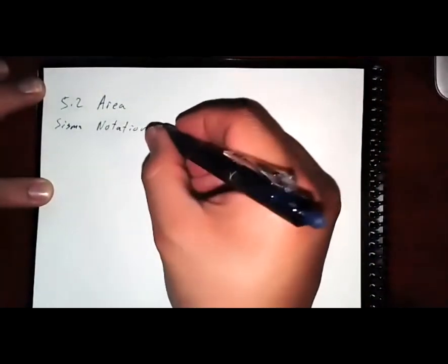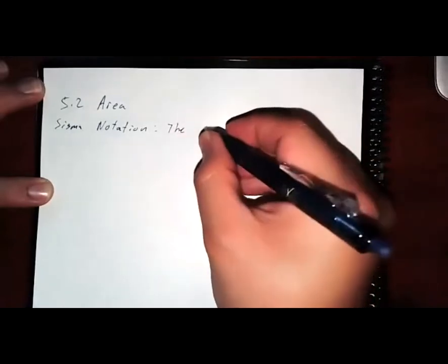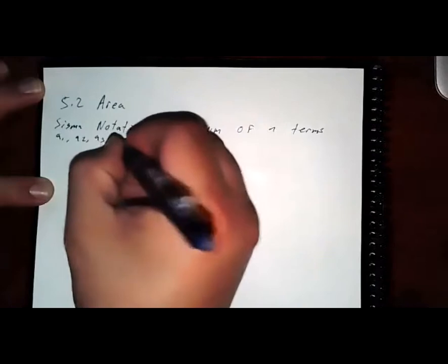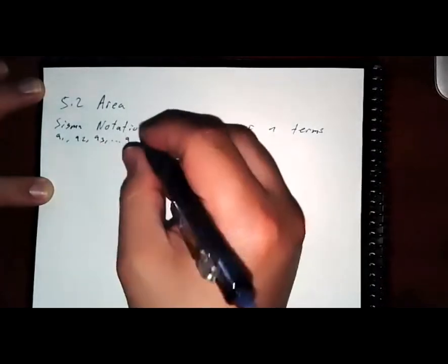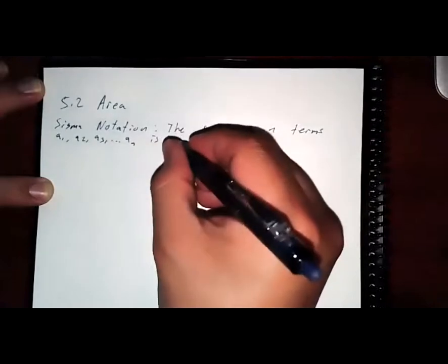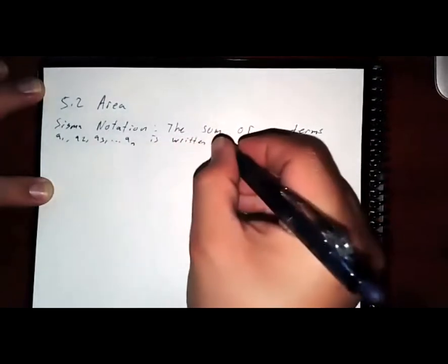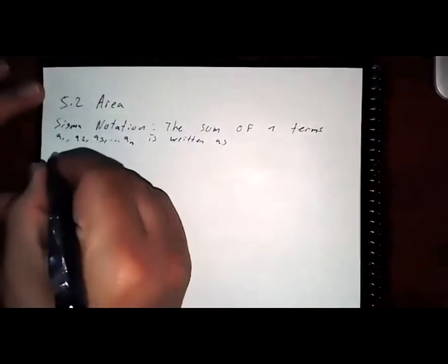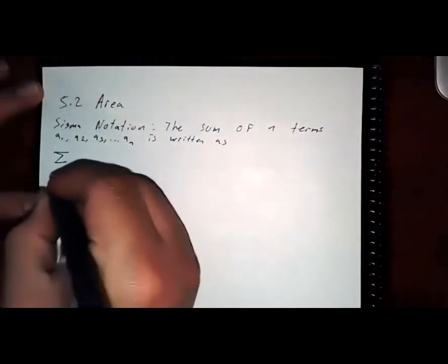The sigma notation is used for the sum of n terms, a1, a2, a3, all the way to an, and is written as the sum from i equals 1 to n.